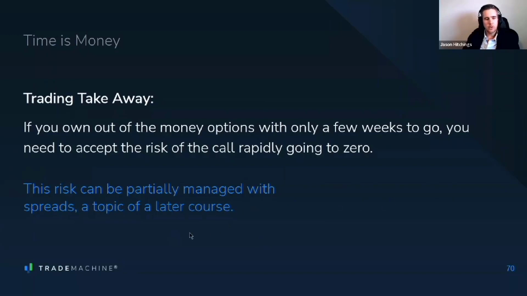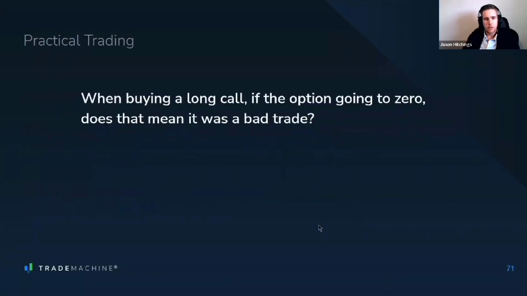Anytime you own an option, your option is going down in value every day that passes, but those out of the money options will really plummet. We'll look at some in the money options later on. There are ways to manage this risk with spreads and other things, and we're going to talk about those in upcoming classes. But here's a question for you. If you're buying a long call in this kind of scenario and it goes to zero, does that mean that the trade itself was a bad trade or a bad idea to start with?